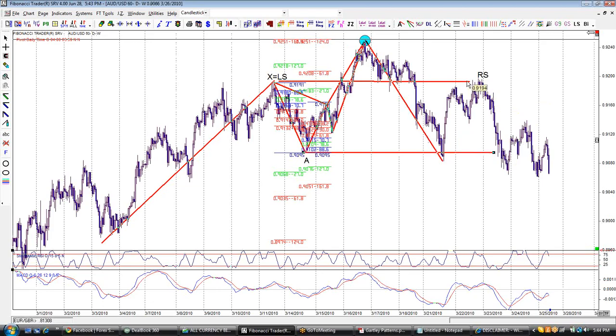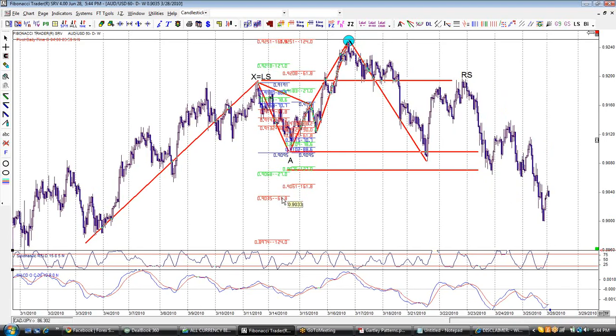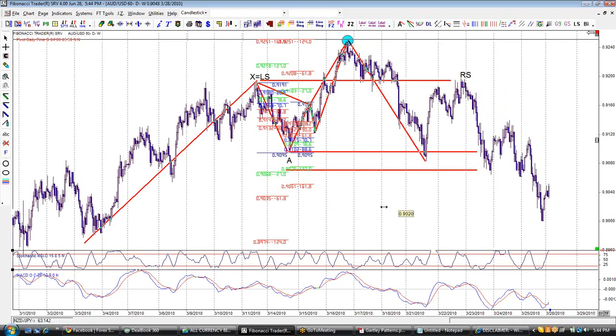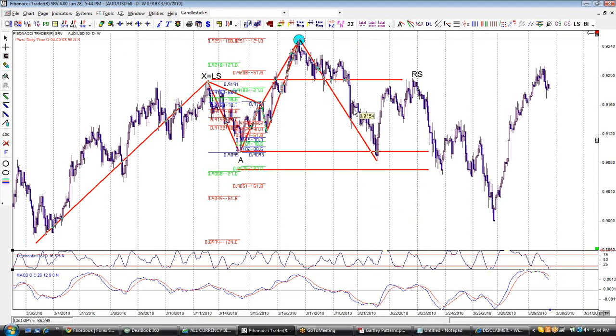Now still, I'll keep my limit. So we had a limit for the crab above the X. We had one above the A. We had one above the 127. Price actually moved even lower below 1618. And then it came back to retrace. But it hit all limits.